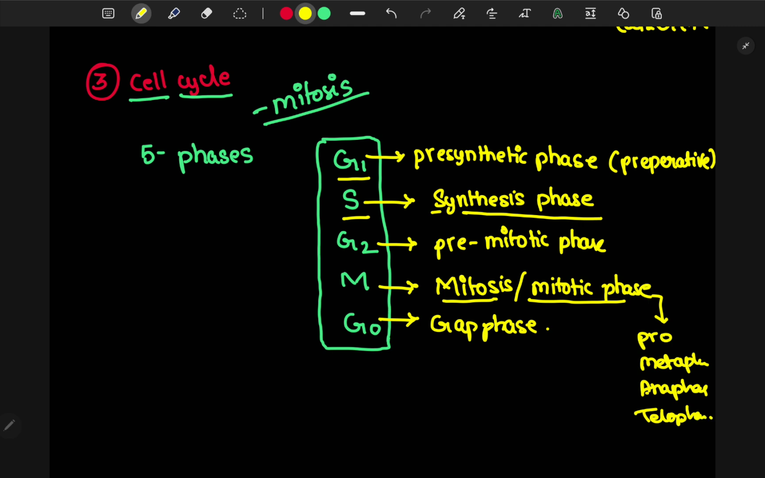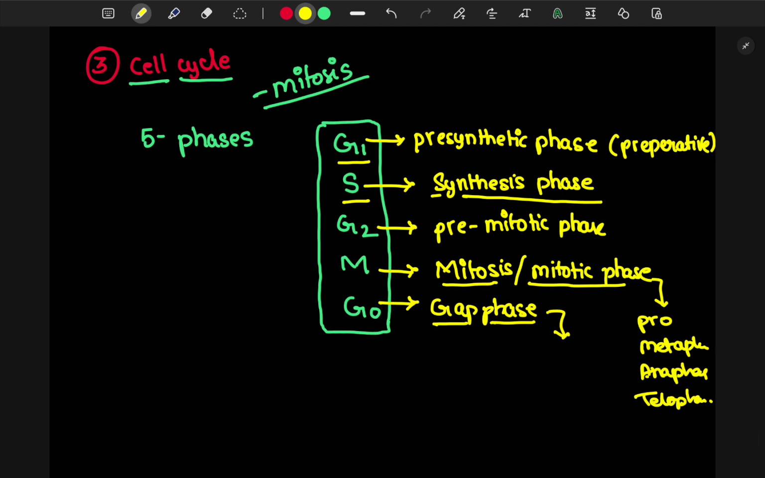A detailed description is not that much required here, so we'll go briefly. In G0 phase, it is a gap phase. That means no other cell function is going to happen in this G0 phase. Here, the anti-cancer drugs are classified based on which phase they are acting and halting the cell division. And also, some drugs will not act on a specified phase, but combinedly they will act.